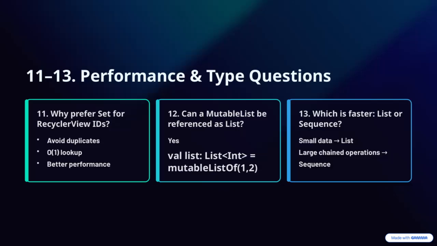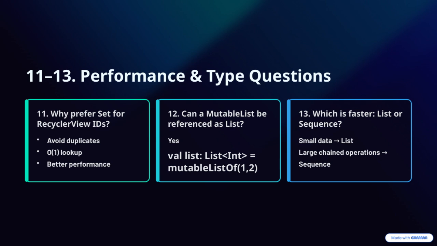Let's dive into some key points about data structures and performance. First, we have small data, which is often best represented as a list. Lists are simple, straightforward, and great for holding a collection of items. When we look at large chained operations, these are better handled with a sequence, which allows us to chain operations efficiently and lazily, improving performance when dealing with big datasets. Now to the question, which is faster, list or sequence? Well, generally, sequences can be more efficient for complex chained operations because they avoid creating intermediate collections. But for simple, direct access, lists can be just as fast or faster.